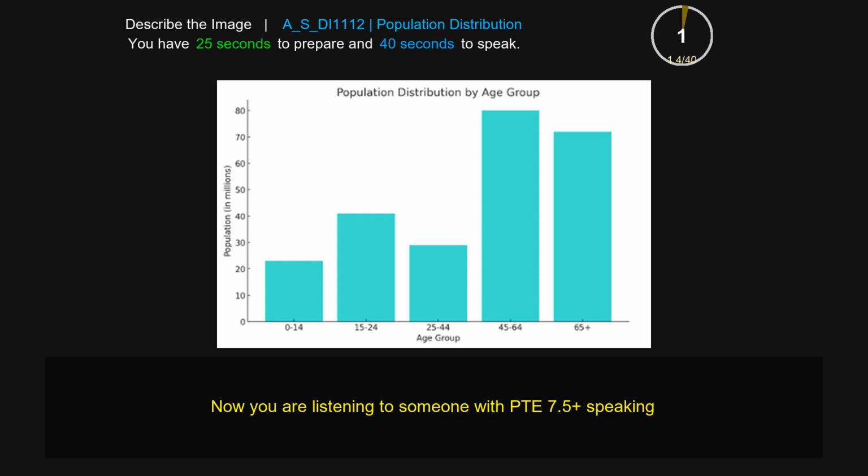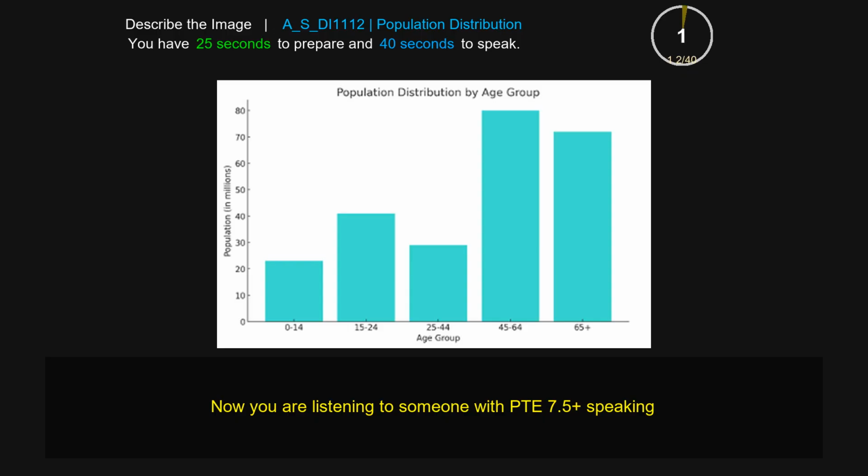The image gives information about population distribution by age group. The x-axis talks about age group, starting from 0 to 65 plus, whereas the y-axis talks about population in millions, starting from 0 to 80 millions. The highest value is shown for 45 to 64, which is roughly above 80 millions, whereas the second highest value is shown for 65 plus, which is roughly around 70 millions. However, the lowest value is shown for 0 to 14, which is roughly around 25 millions. Overall, the image is about population distribution by age group.